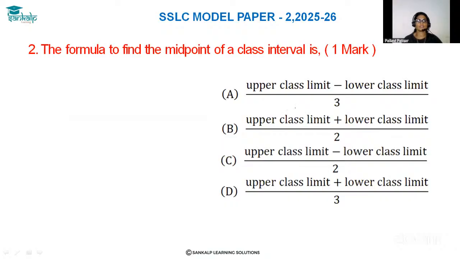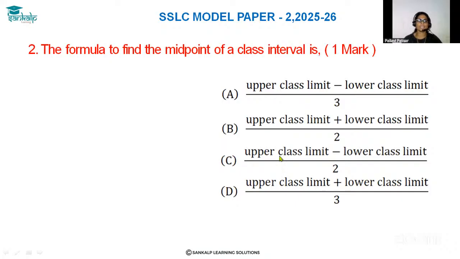Hello everyone. Look at the question number 2. The formula to find the midpoint of a class interval is: option A, upper class limit minus lower class limit divided by 3. B, upper class limit plus lower class limit divided by 2. C, upper class limit minus lower class limit divided by 2. D, upper class limit plus lower class limit divided by 3.